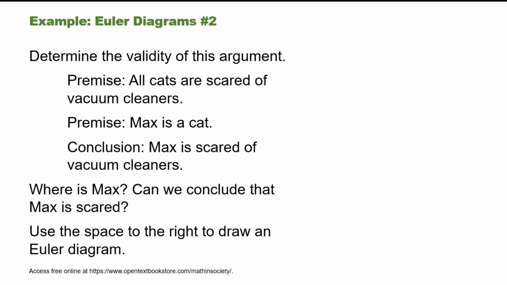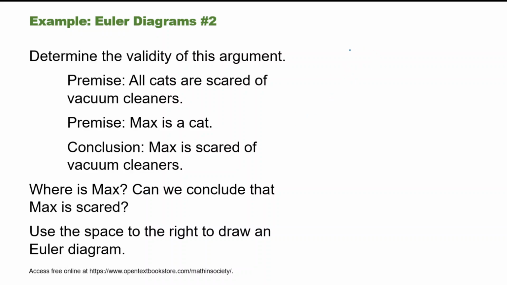Example, Euler Diagrams number 2. Determine the validity of this argument. Premise, all cats are scared of vacuum cleaners. Premise, Max is a cat. Conclusion, Max is scared of vacuum cleaners. So let's see if we can draw these premises.